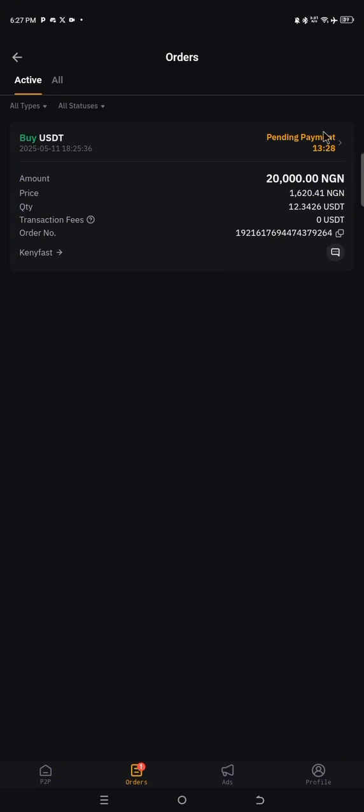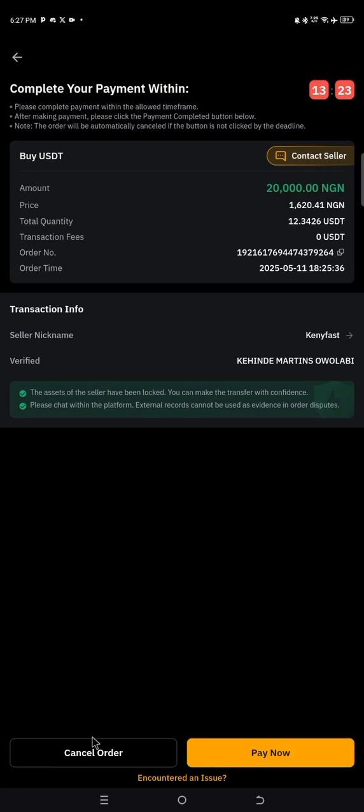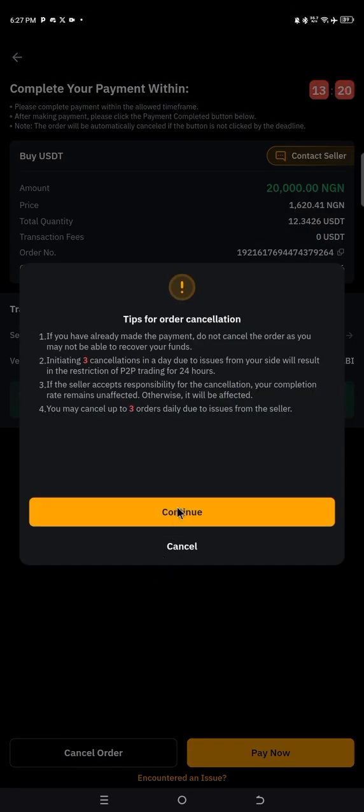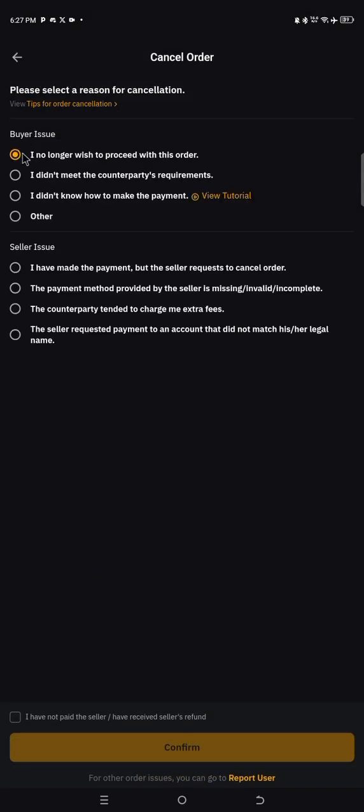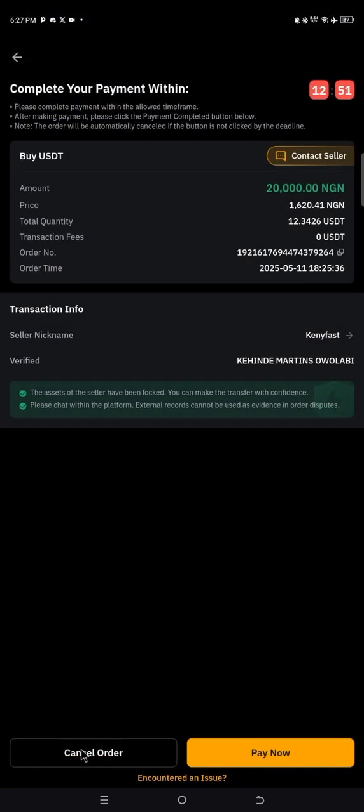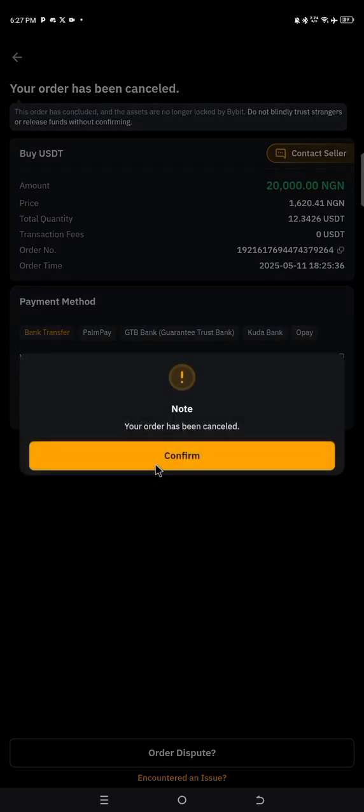And if you want to cancel it now, you click on this. You can cancel your order. Continue to cancel. I no longer wish to proceed with the order. You tick like this, since you have not sent the money to the account. But if you have sent the money to the account, don't come and cancel your order, because if you cancel your order, they will not hold the person responsible. You will be liable for your loss, not the person. It's at your own detriment. So you click on the confirmation. So I've confirmed. You see, I've cancelled the order already.